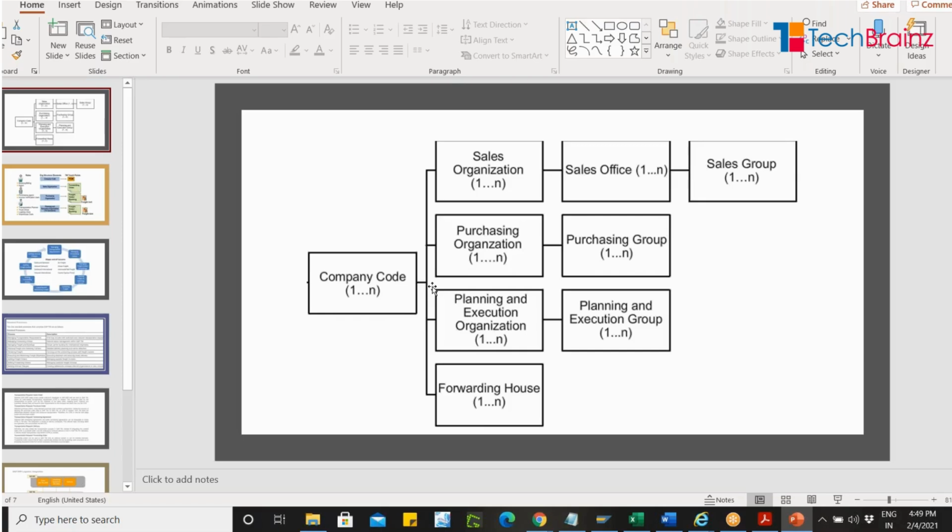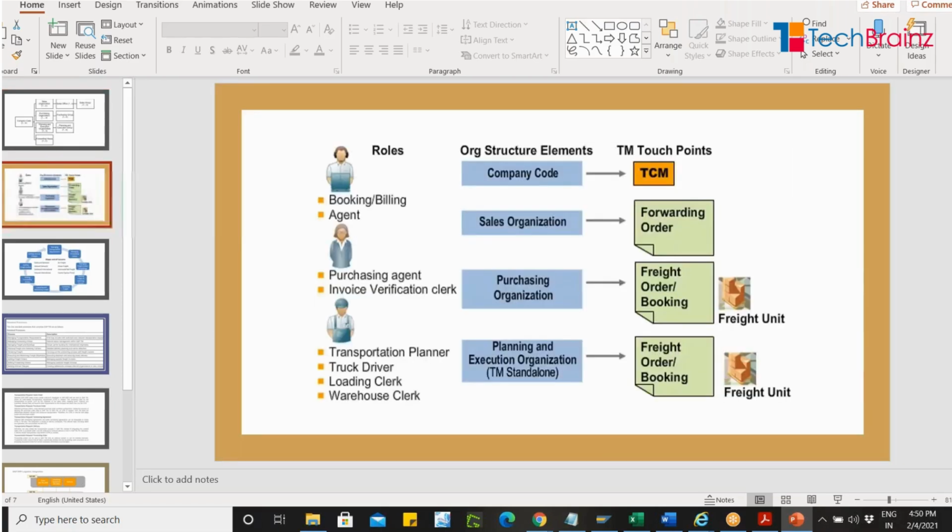Now, what is the significance of having the sales organization? What does sales do? Anyone? What kind of understanding do we have? Sales. Selling the product to the customer. Good, you're in the right direction. Selling the product to the customer.